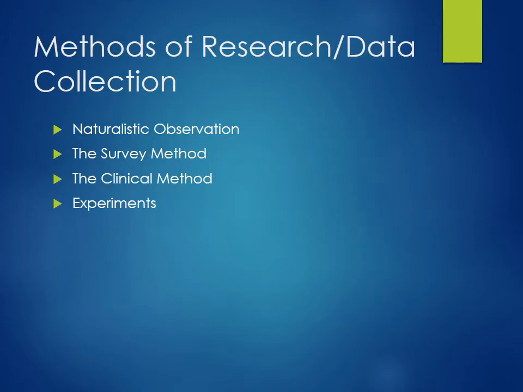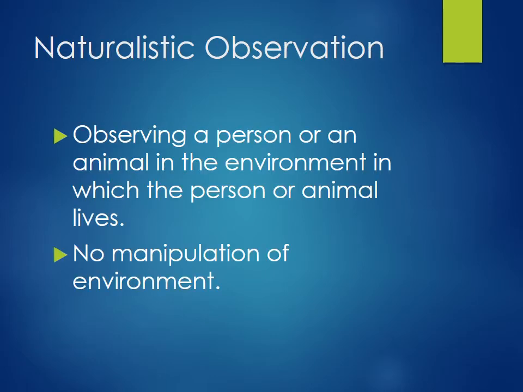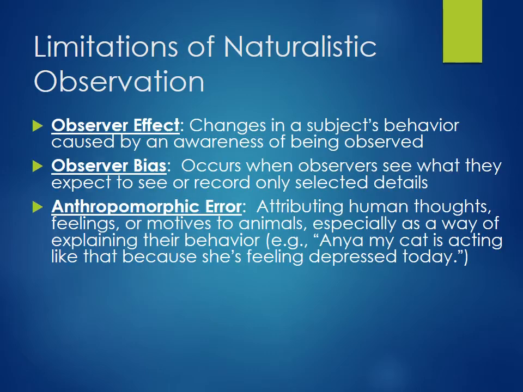All right, methods of research and data collection. So again, we kind of talked about some of this. You have naturalistic observation, surveys, clinical, and experiments. Naturalistic observation, you are watching people, observing a person or an animal in the environment in which the person or animal lives. You're not manipulating anything, you're not controlling anything, you're not setting anything up. You're literally just like people watching, or you're at the zoo. Well, I guess not the zoo, but you're trying to watch them in their natural environment.